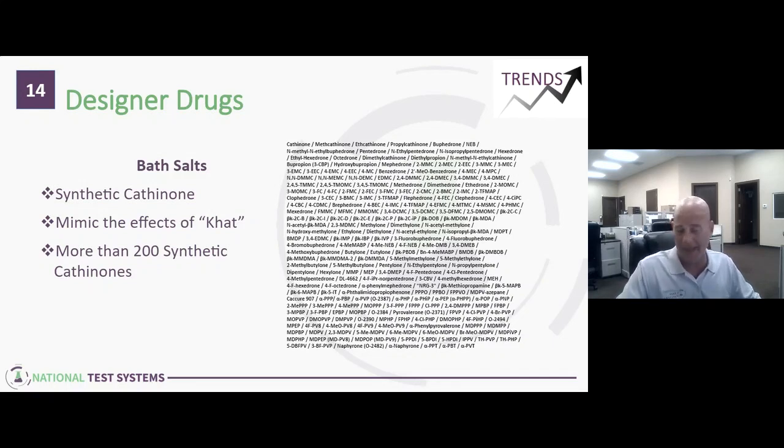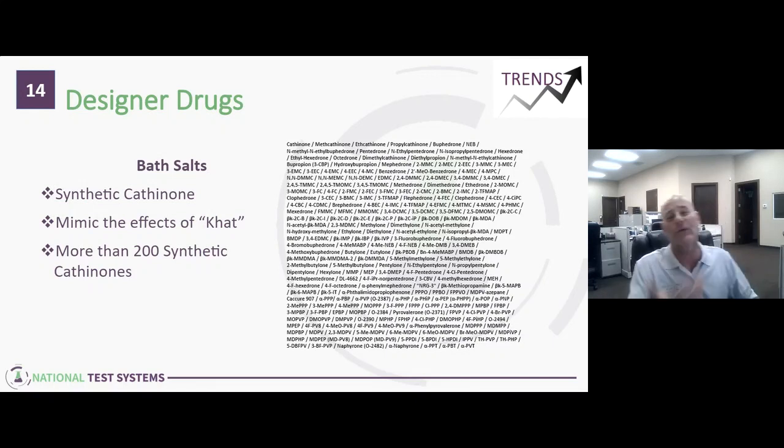It is mimicking the effects of the khat plant, which is like a flowering shrub in Southeast Asia, which is a mild stimulant. It is what they call a cathinone. So these synthetic cathinones are a huge, huge class of drugs. Again, I've listed them all here. Most of it looks just like alphabet soup of chemical names.